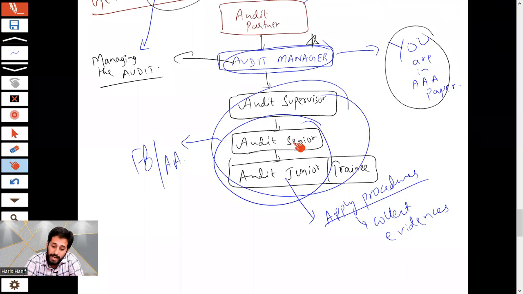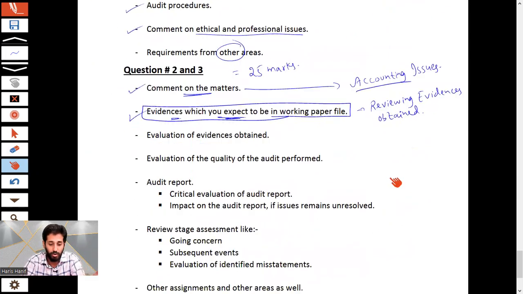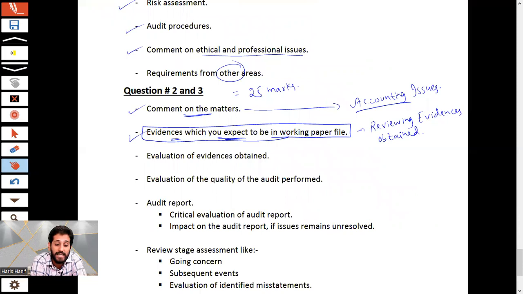The audit senior and audit juniors have collected the evidences. Supervisors have supervised them. And you are the audit manager. You are reviewing. What evidence will you bring? What evidences are there? So you will be able to evaluate their procedures and their evidences. That is the evidence which you expect in your working paper file. That is reviewing the evidences.